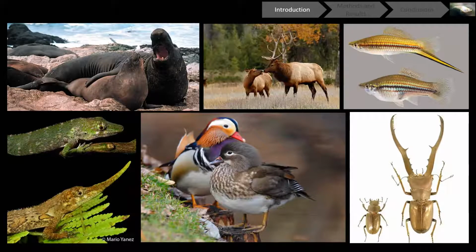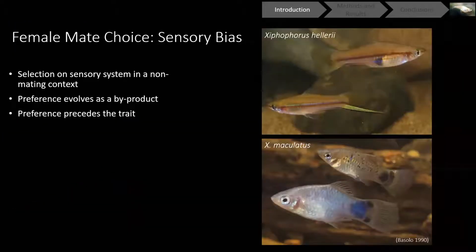One of these models that we can test is the sensory bias model. In this model, selection acts on the sensory system of an organism, and this selection creates some sort of bias towards specific stimuli. Once these biases are present, females will prefer males with traits that match these pre-existing biases.